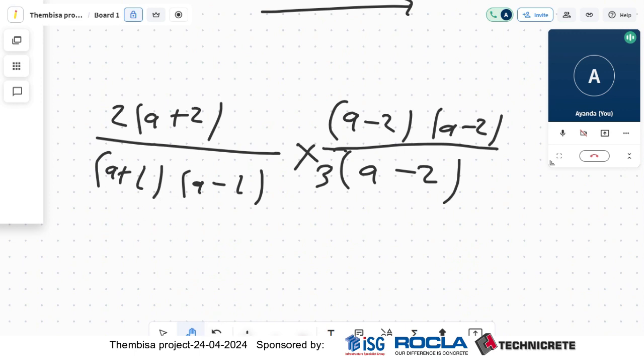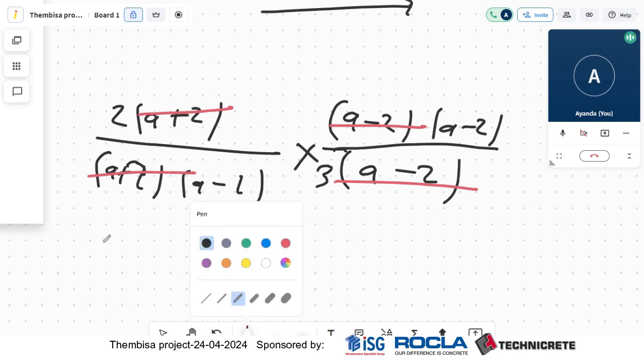Now, we're going to have some brackets that cancel out. For example, (a + 2) and (a + 2) will cancel out. (a − 2) and (a − 2) will cancel out. And what we're left with then is just 2.